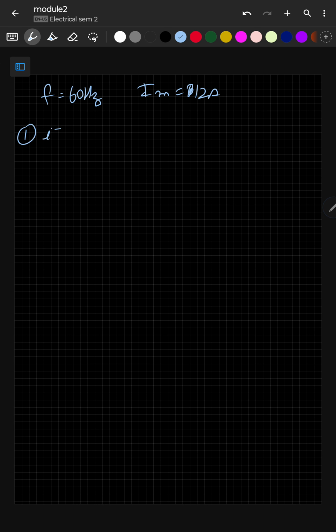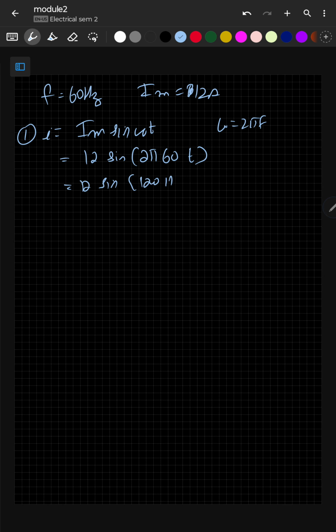That's the first part. I equals Im sine omega t. So 12 sine omega t, where omega is 2 pi f. So 2 pi into 60 t. That becomes 12 sine 120 pi t. That's the instantaneous equation. Now find the value of current after 1 by 360 seconds.